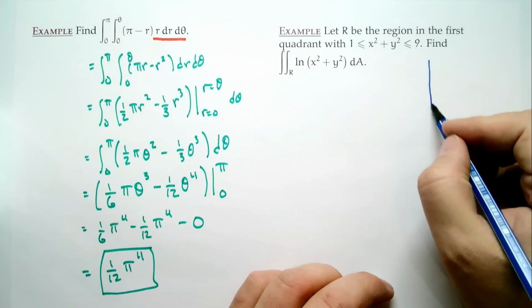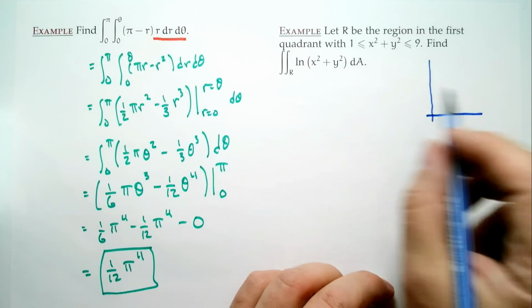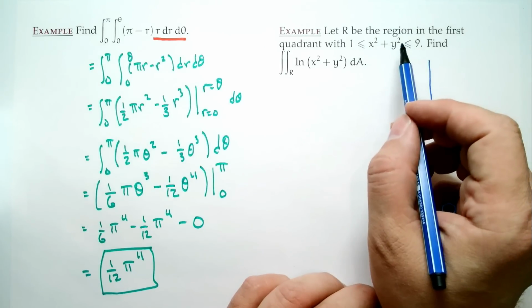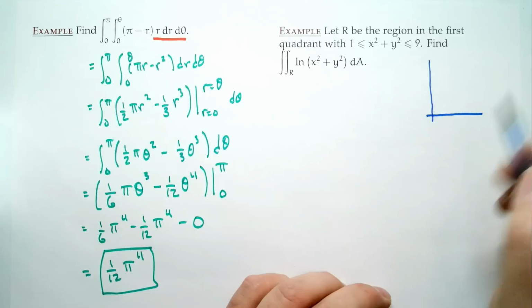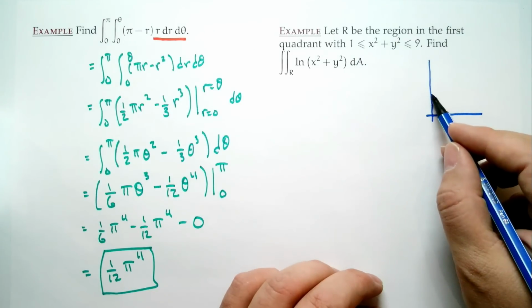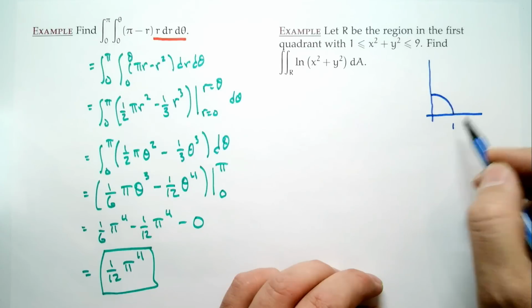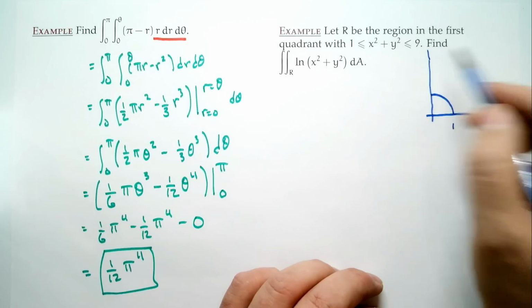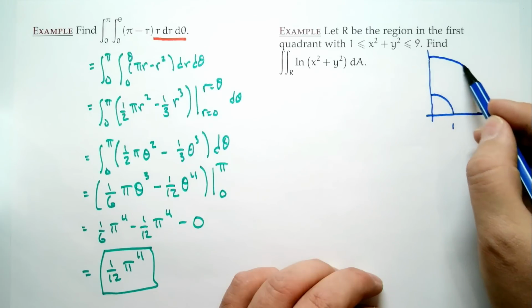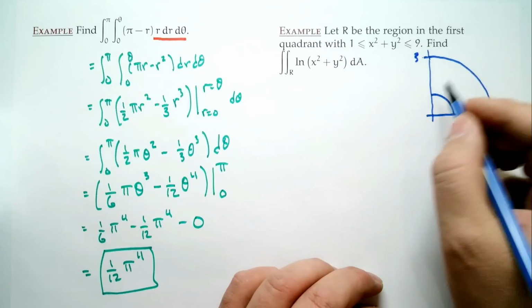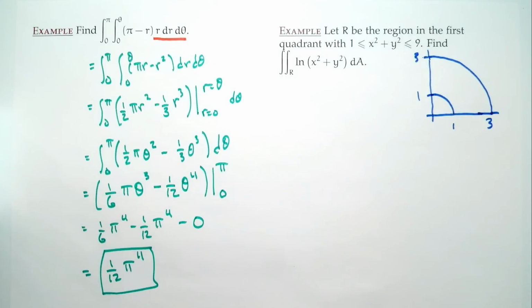Let's talk about our region. We're in the first quadrant, and we're told x squared plus y squared is between 1 and 9. Well, x squared plus y squared equals 1 is a circle. What circle is it? Circle with radius 1. X squared plus y squared equals 9 is also a circle. Which circle? Radius 3. So, pretend these are actually drawn correctly. All right. So our region here is this region.